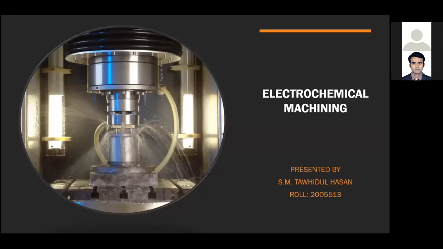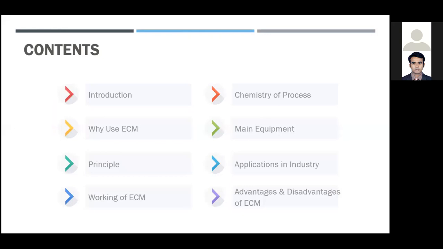Hassan. Today my presentation topic is electrochemical machining. These are the contents for my presentation: introduction, why use electrochemical machining, principle, working procedure, chemical process, main equipments, applications, and advantages and disadvantages.